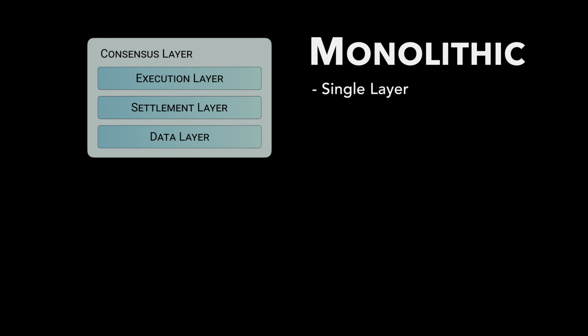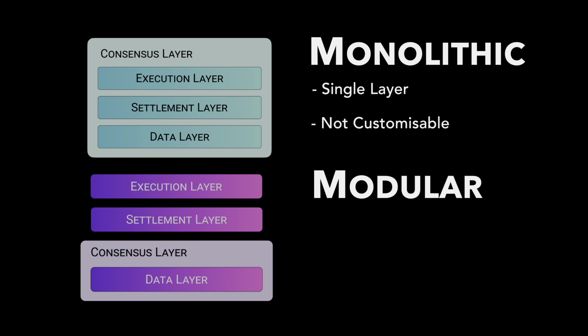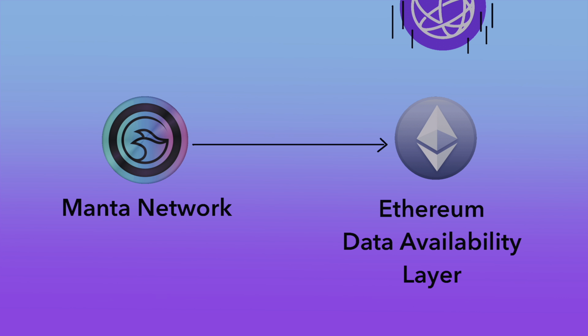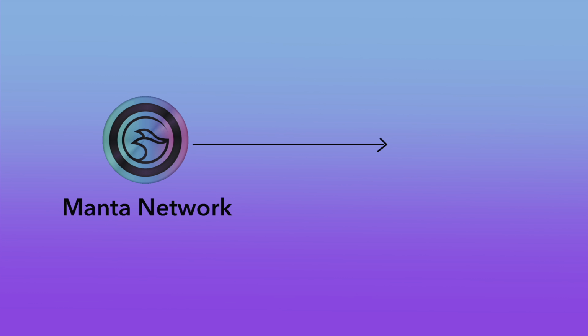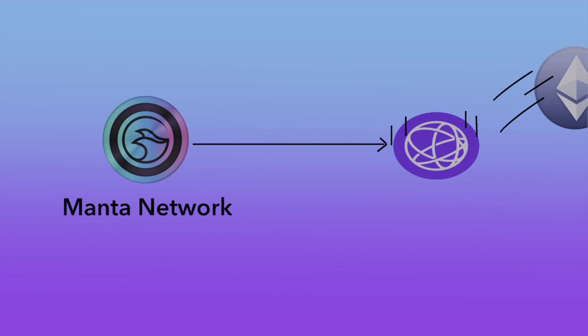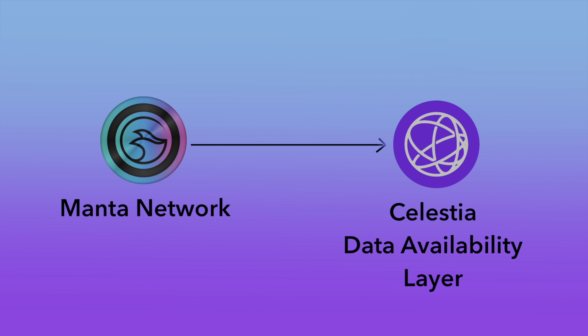In monolithic blockchains, every layer is combined into a single layer, which makes it impossible to customize layers. Whereas in modular architecture, various specialized blockchains performing specific tasks are stacked together to create a new modular blockchain. For example, a project named Manta Network replaced its data availability layer from Ethereum to Celestia. This helped them to store their data quicker and at a far lower cost.